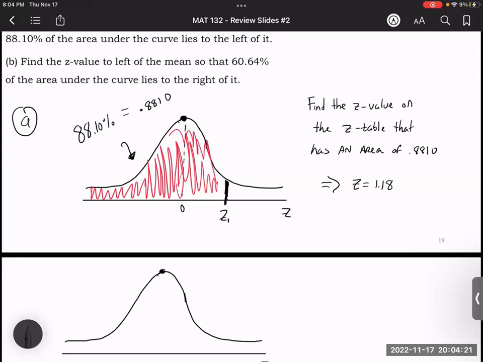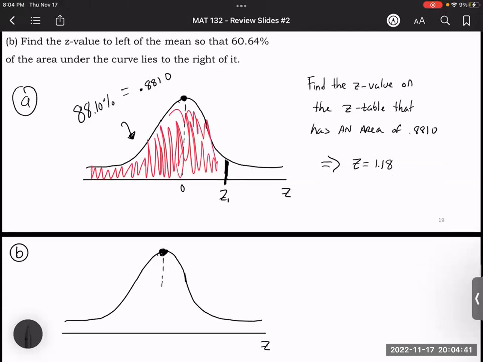Okay, let's look at part B. Part B states, find the Z value to the left of the mean so that 60.64% of the area under the curve lies to the right of it. Okay, so the mean is located at the center, it's 0. So our Z value has to be now to the left of our mean. So let's say that it's somewhere here. We'll call it Z1.